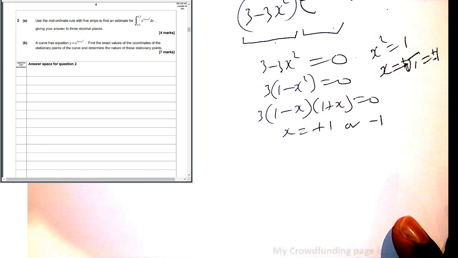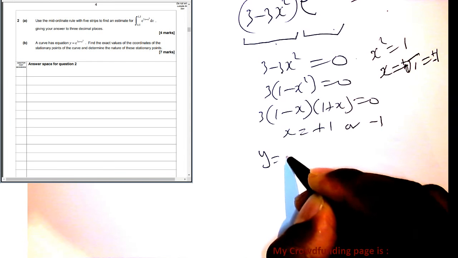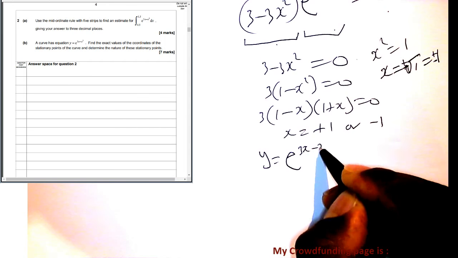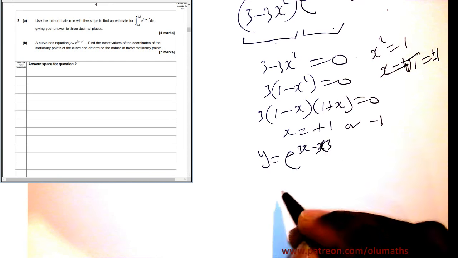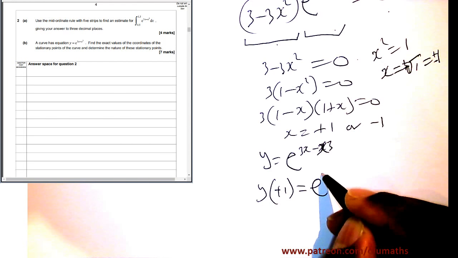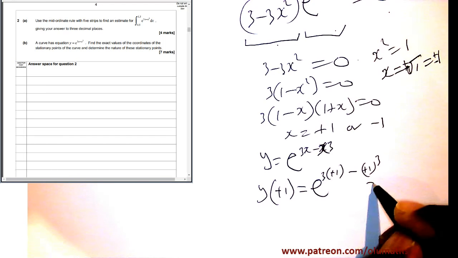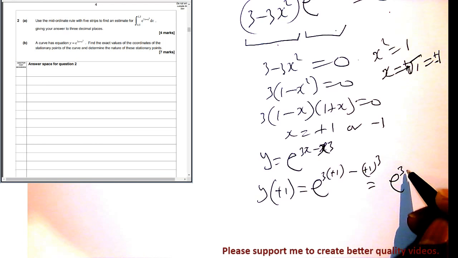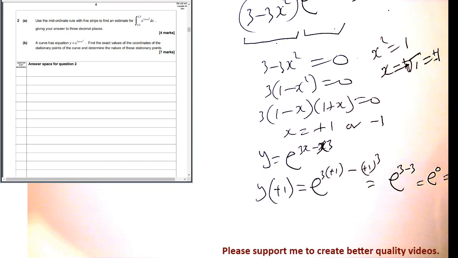Now that we know what x could be, plus or minus 1, we are told to find the exact values of the coordinates. So we know we should have two coordinates, and we are now going to find the exact values. We said before that y equals e to the 3x minus x cubed. So if x is plus 1, y would be e to the 3 into plus 1 minus plus 1 to the power 3, which is e to the 3 minus 3, which is e to the 0, which is 1.